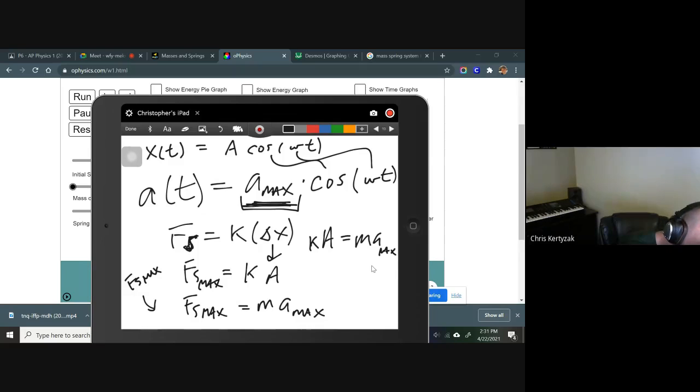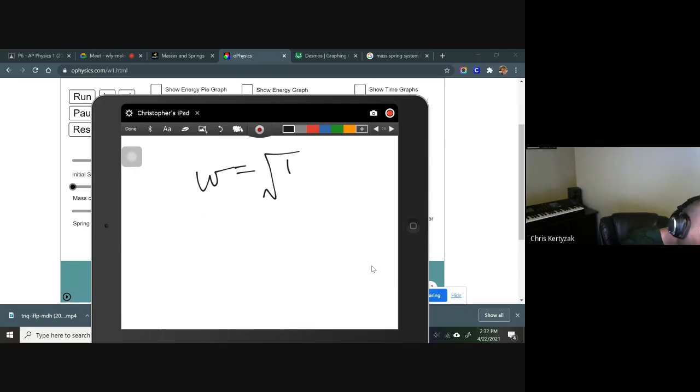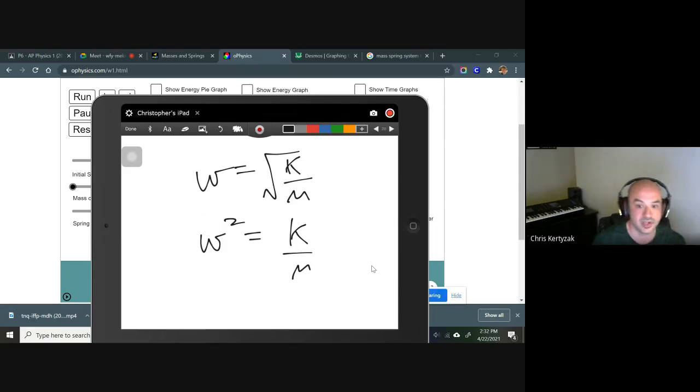What do we get? A max is equal to K over M times A, by dividing both sides by M here. Now, K over M, we recognize from omega, right? We knew omega was the square root of K over M. So that means omega squared is just K over M. If I square both sides, the square root and the square undo each other. So K over M is the same as omega squared.